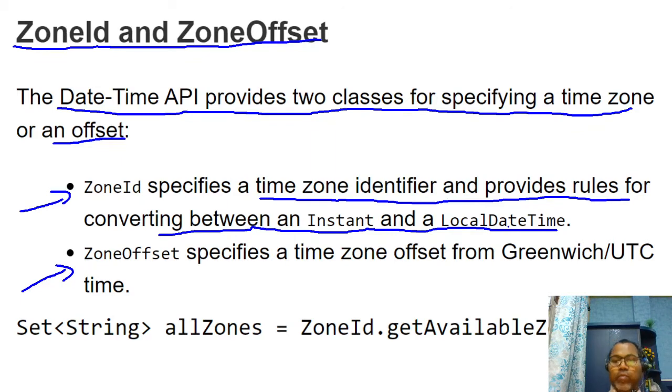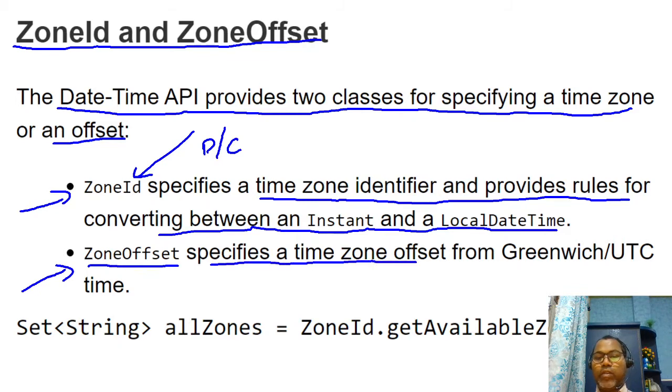Sometimes we have local date times or an instant at a particular period of time, and you want conversion between different zones. The ZoneId class specifies your zone id, which is a region combined with city. And then there is the ZoneOffset. ZoneOffset specifies the time zone's offset from UTC. So this is specified from UTC, you are plus how many hours, or minus how many hours, about the hour and minute.